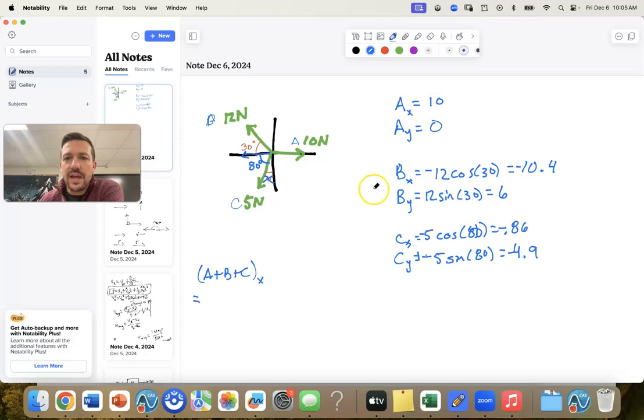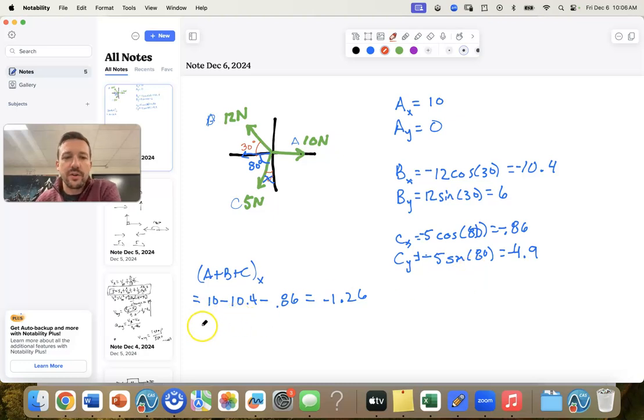So the x's, so we got 10, that's a positive 10. The B is going to be this one, and it's going backwards, so minus 10.4. And then the x for this one is minus, because going backwards, 0.86. And so for the x direction, it looks like we got 10 minus 10.4 minus 0.86 comes out to negative 1.26. Okay, and that's the horizontal one, yeah?